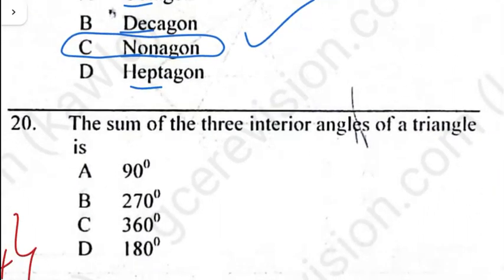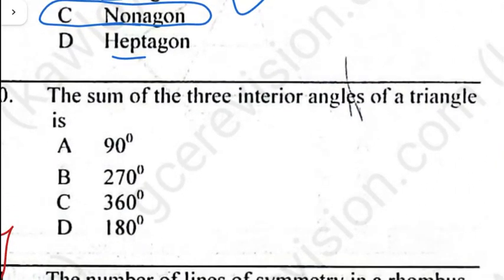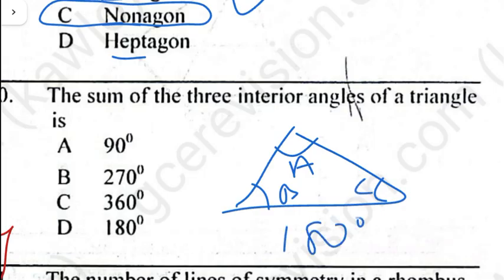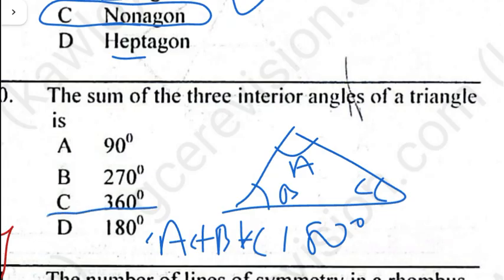Question 20. The sum of the 3 interior angles of a triangle is, so for any triangle, the sum of all the interior angles is 180 degrees. Angle A plus angle B plus angle C is 180 degrees.